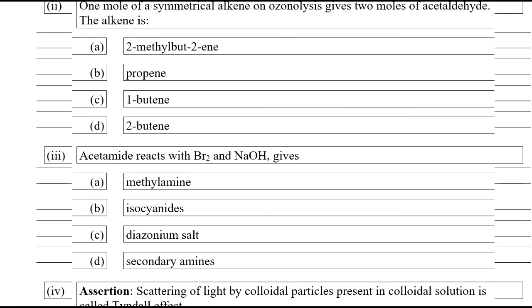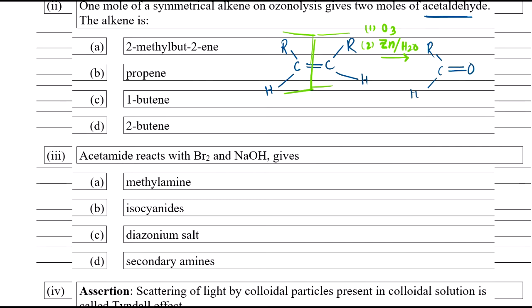1 mole of symmetrical alkene on ozonolysis gives 2 moles of acetaldehyde, and the alkene is? The best way to solve this question is, first of all, take the general formula of the alkene. They are giving you acetaldehyde, that means aldehyde, so take one hydrogen with the carbon. Now add the ozonolysis reagent: in the first step, O3 ozone, and zinc, H2O at the second step. So here it will divide into two parts and get attached with double bonded O. This is the rule for how we will see ozonolysis.